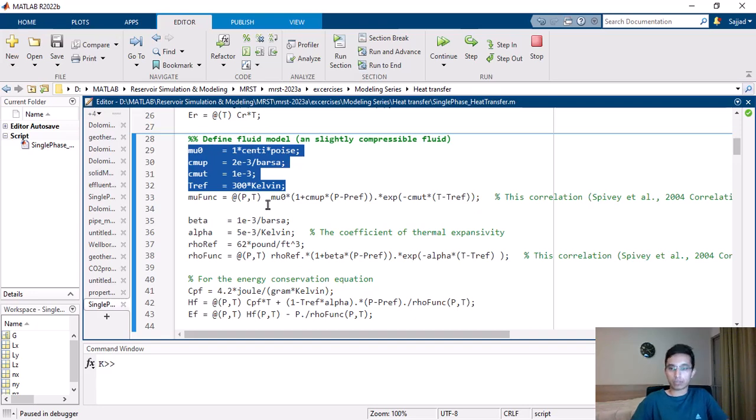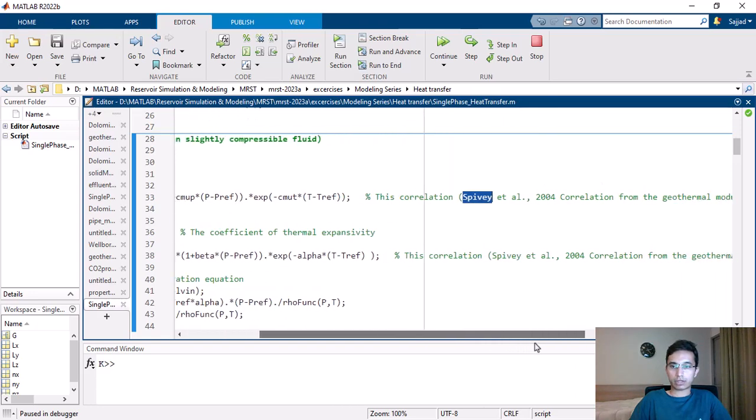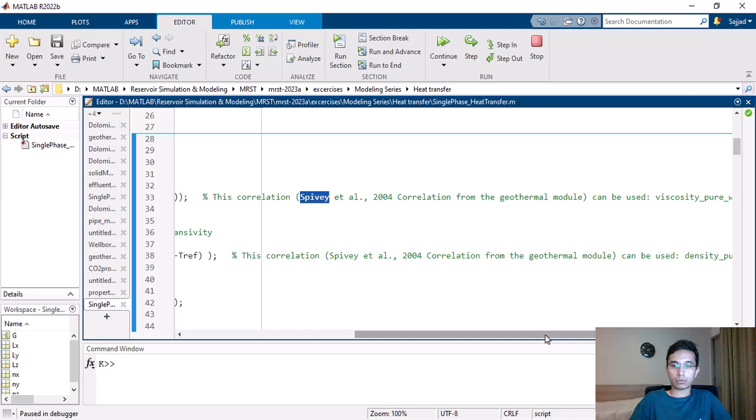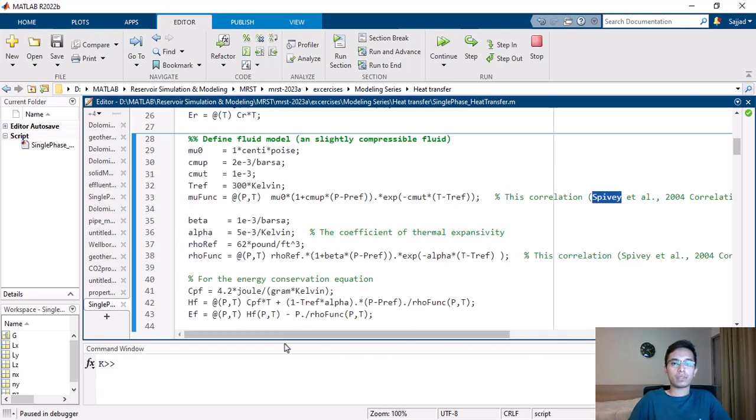If you have water, you can use this correlation, which is located in the geothermal module. If you have, for example, CO2 in your porous medium, you need to use a different correlation for the calculation of viscosity in that system. So this is for viscosity, which is a function of pressure and temperature. And this is another anonymous function for the calculation of density of water as a function of pressure and temperature.